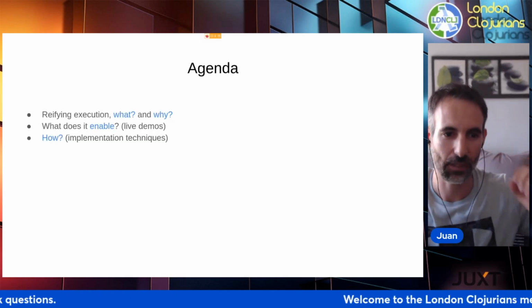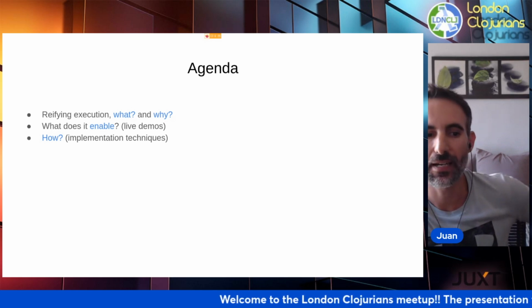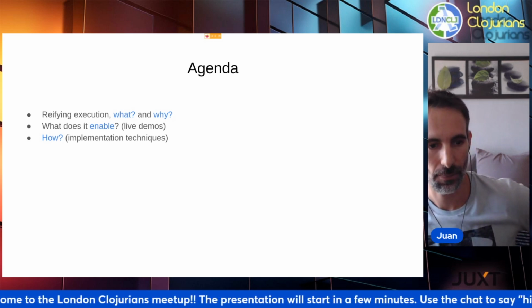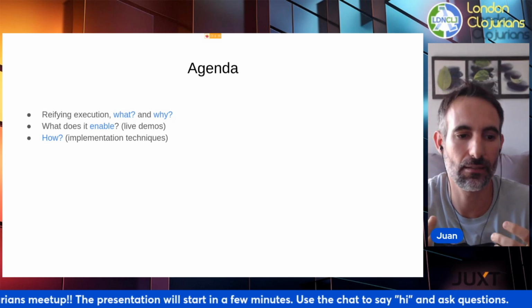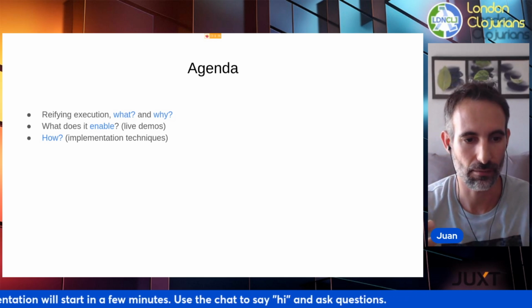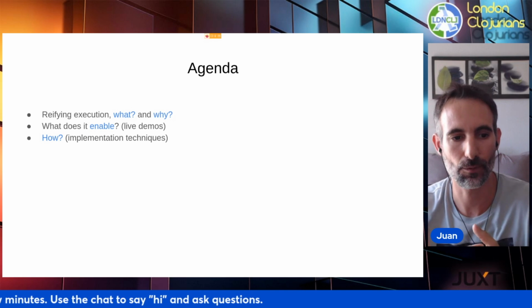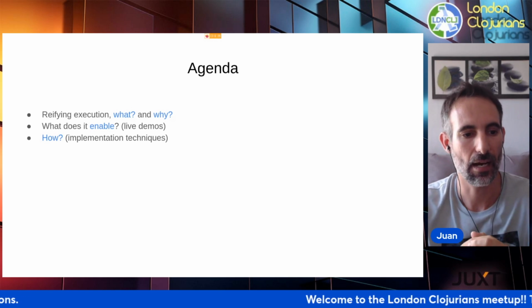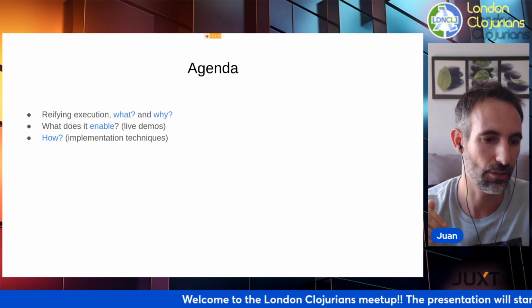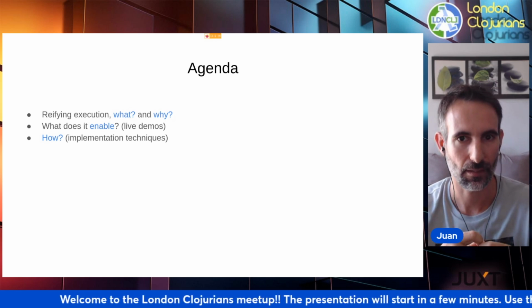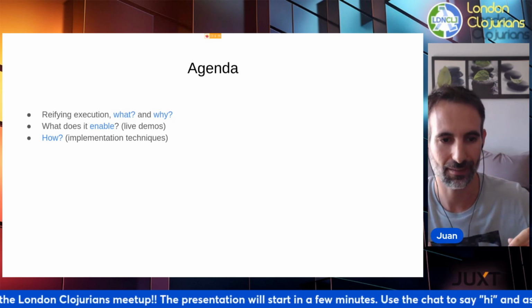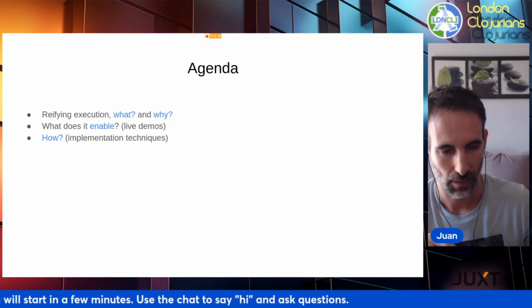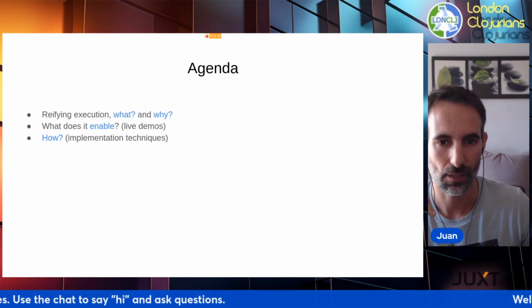And this is the agenda we have for today. So Reifying execution, what I mean by that, and why I think it's an interesting concept. Then we're going to see what this enables, if we implement the ideas I'm going to show, what practical things it enables. I'm going to have some live demos here. And after that, we are going to see a little bit of the how, so some implementation techniques, how the stuff we're going to see in the demos works inside, in case you're interested in them. Yeah, so let's jump into it.